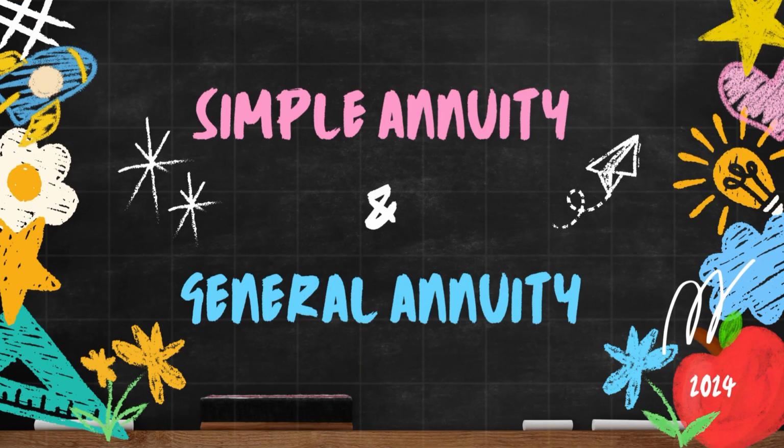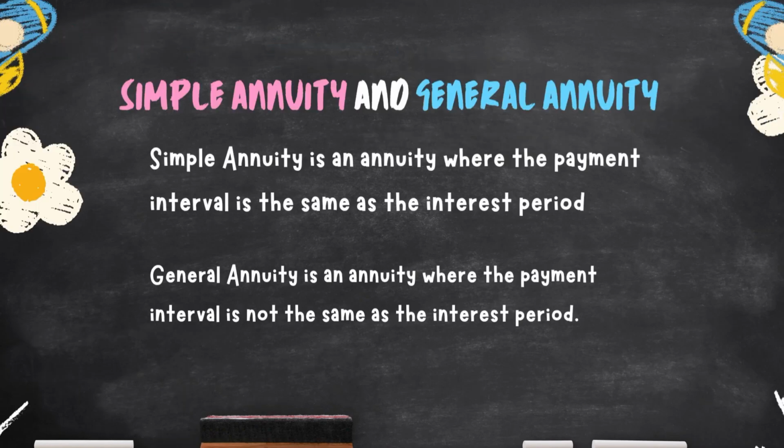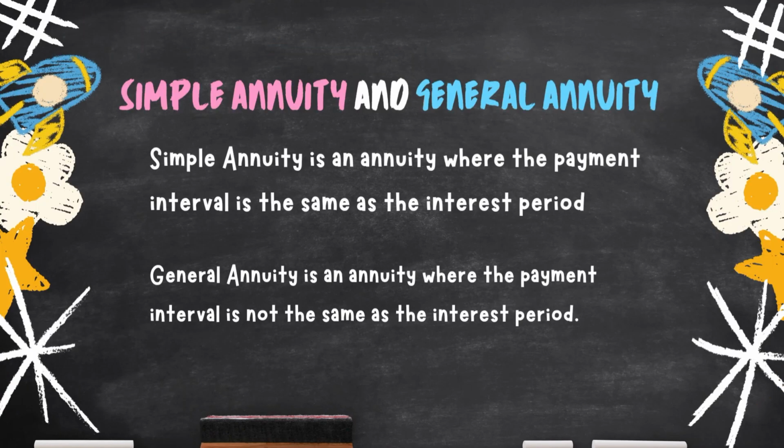Under the umbrella of annuity, we have our main quest, simple and general annuity. So, how are they different? Well, simple annuity is an annuity where the payment interval is the same as the interest period, while general annuity is an annuity where the payment interval is not the same as the interest period. I don't quite get it.